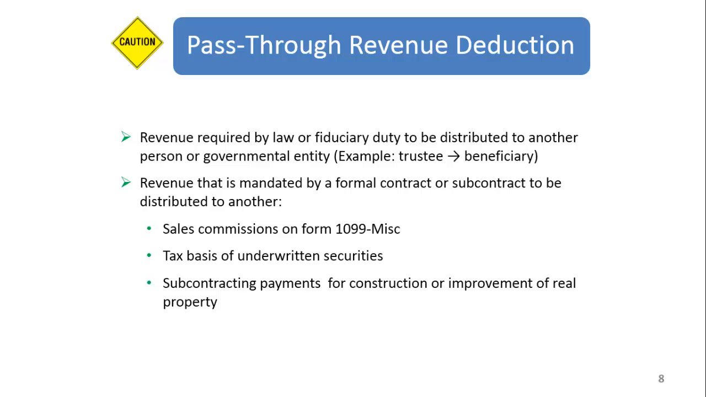Sales commissions required to be reported on a federal 1099 miscellaneous. So not every 1099 miscellaneous that your business issues is going to be deductible. It has to be sales commissions here. Also, the tax basis of underwritten securities and subcontracting payments for construction or improvement to real property. Not every subcontracting payment is deductible. It will have to be in connection with real property.